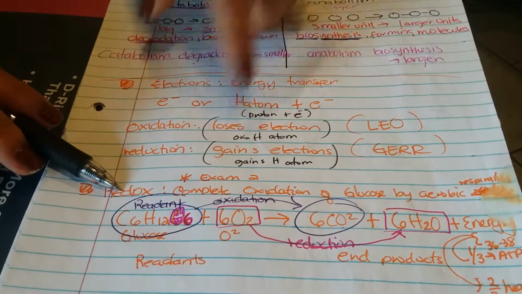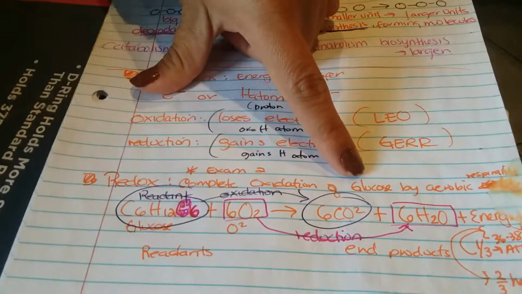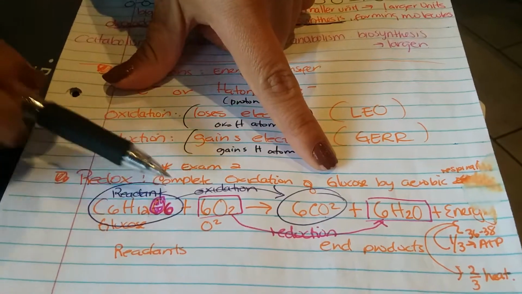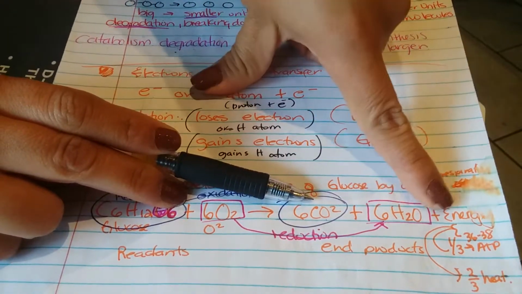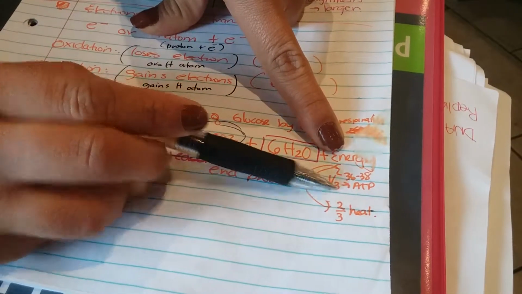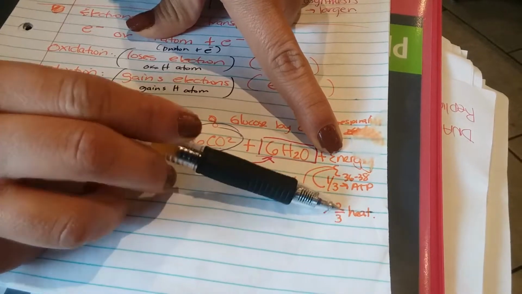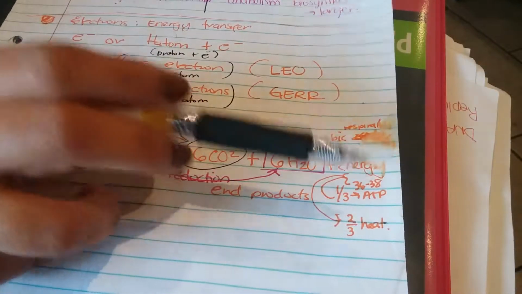Like I said, this is the whole redox reaction for glucose. Glucose plus oxygen will turn into carbon dioxide plus water plus energy. One third of that energy will go to ATP, and two thirds of that energy will go into heat, which is all energy, even heat.